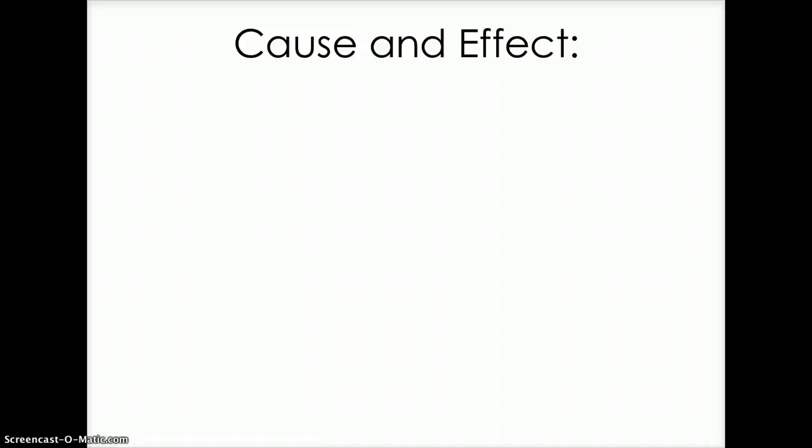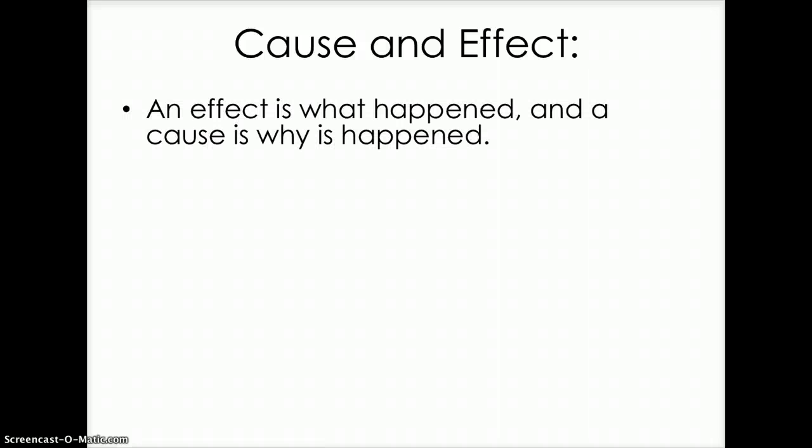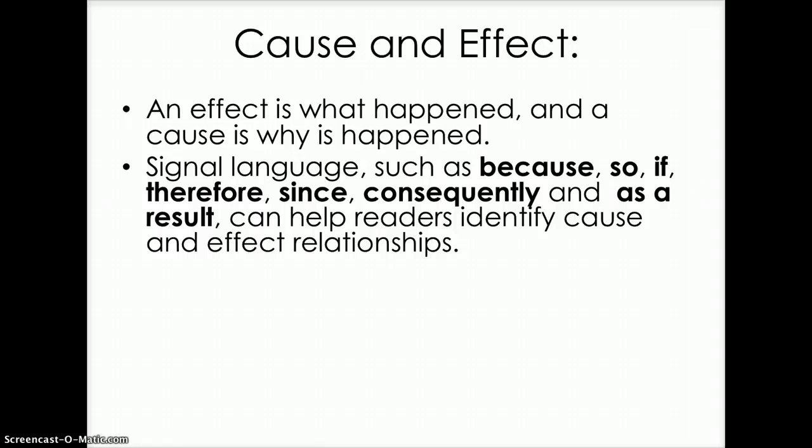All right, so when we look at the strategy cause and effect, we have to remember that the effect is what happened and the cause is why it happened. So the cause happens first, the effect happens second, okay? Signal language, such as because, so, if, therefore, since, consequently, and as a result can help readers identify the cause and effect relationship. So if you see those words, you should recognize that an effect is coming up.